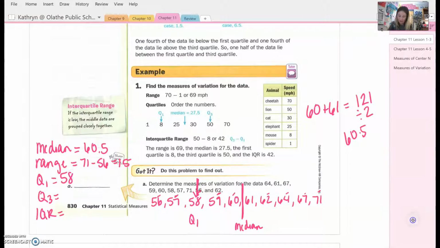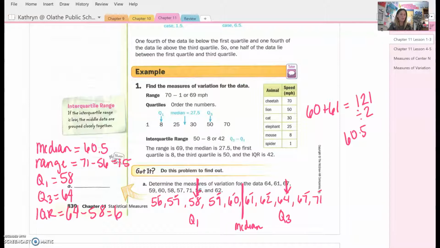Perfect. Now I'm going to come to my second half, and count in again. Look at that right there. Q3 is 64. Now for my interquartile range, I'm going to take my Q3 minus my Q1. So I'm going to take 64 minus 58, which gives me 6. So I have found my interquartile range of 6.